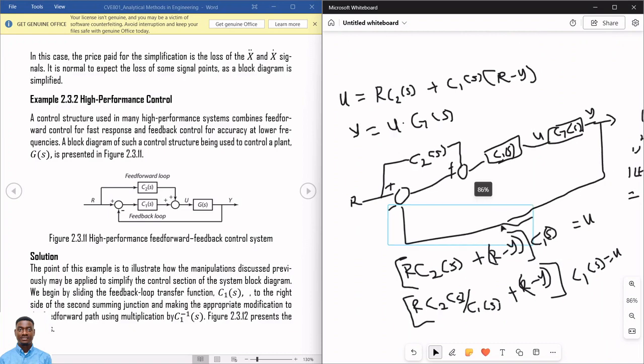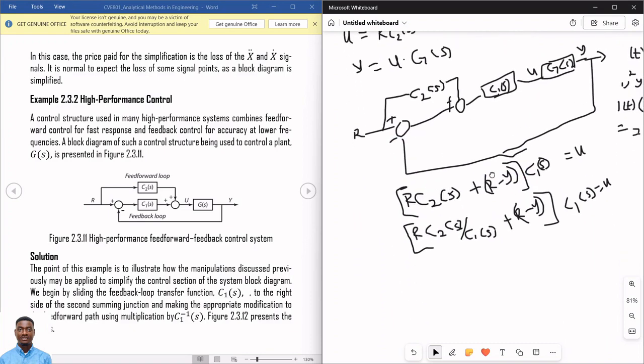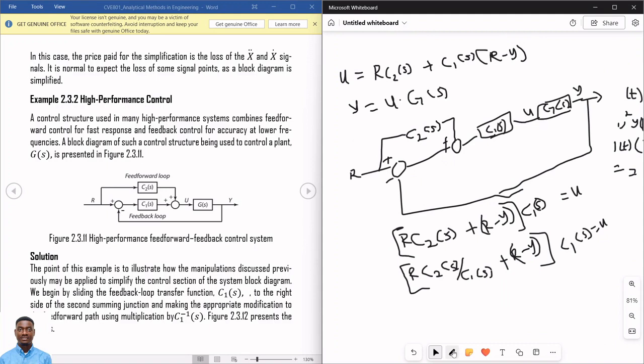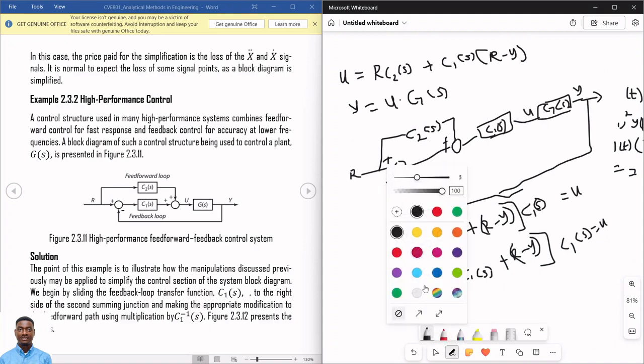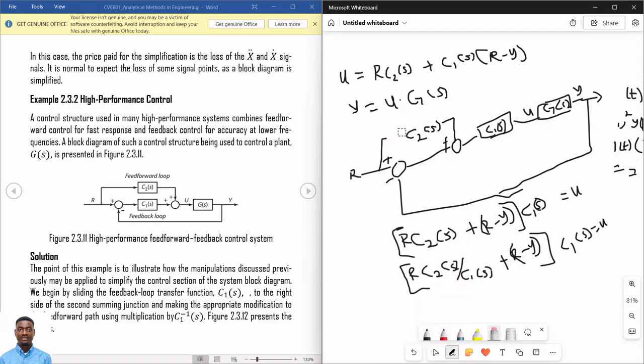Let me just minimize this so that I can see everything in one frame. And pick my pen back. So what I'll do is that I'll now go to this line of C2S and add the inverse of C1S there.